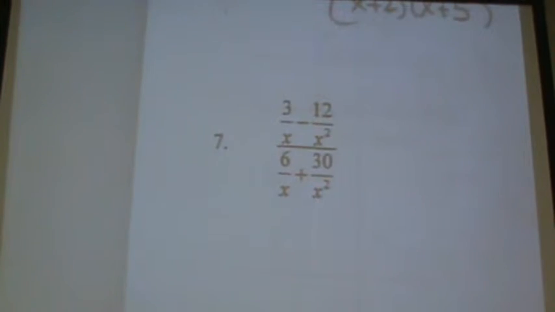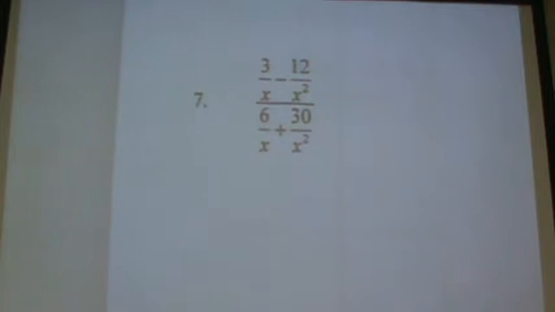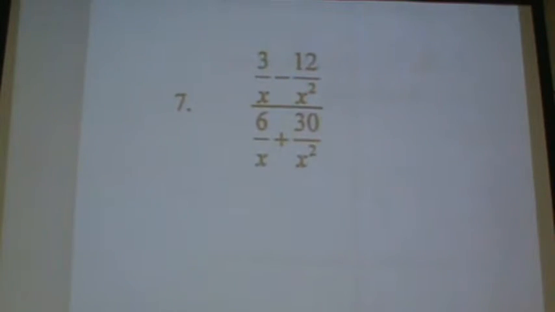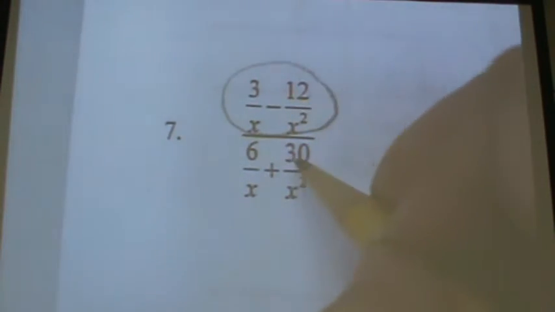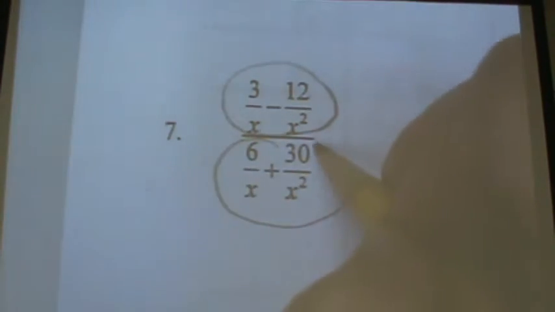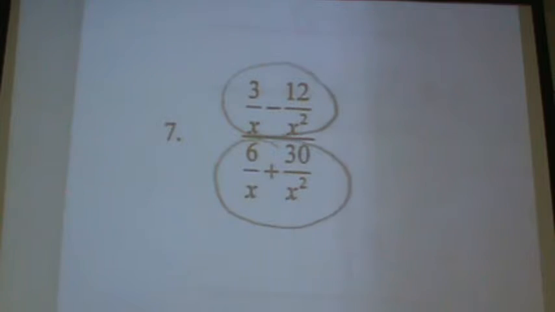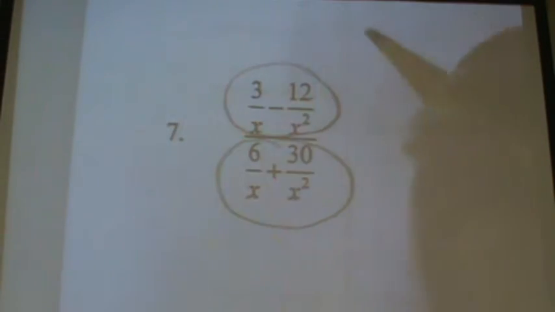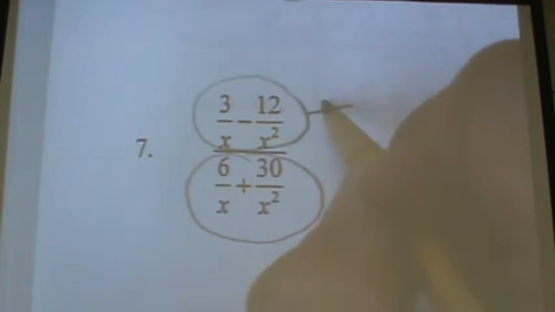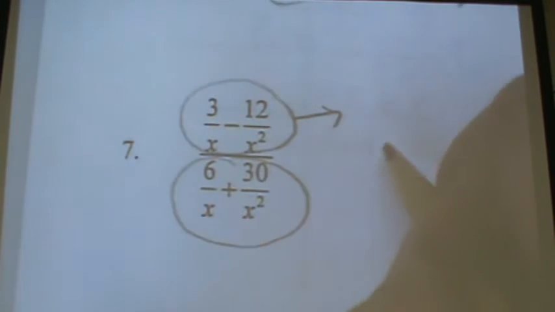What is number 7 called? Complex fraction. Why is it a complex fraction? Because it's complicated, right? It's a fraction over a fraction. So, you have to get a common denominator here. What's the common denominator? X squared.